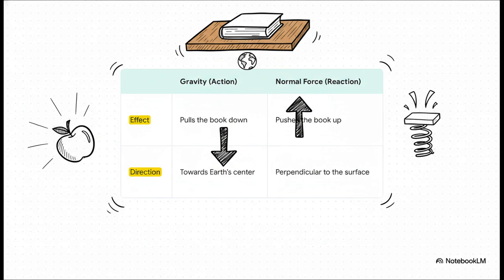Well, the action is gravity pulling the book down. The reaction is the normal force pushing the book up. And since the book isn't flying up into the air or crashing down, we know those two forces are perfectly balanced. They cancel each other right out.